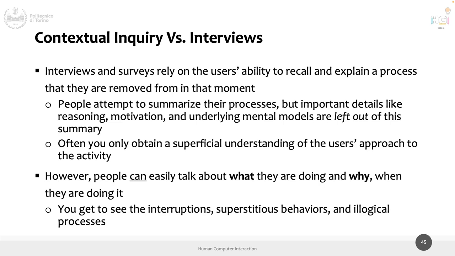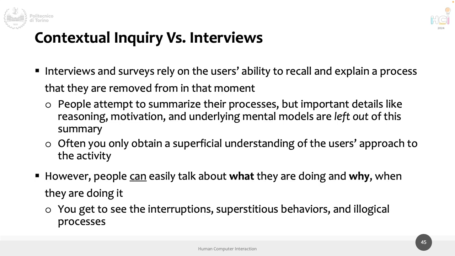But maybe last time you were in a hurry, or maybe you were comfortably seated at home, and it's different from the context. So if I'm asking you that thing, you will probably attempt to summarize the process. Oh, well, I do this and do that. And some important details, reasoning, motivation, the underlying mental model in that moment are left out from the summary.